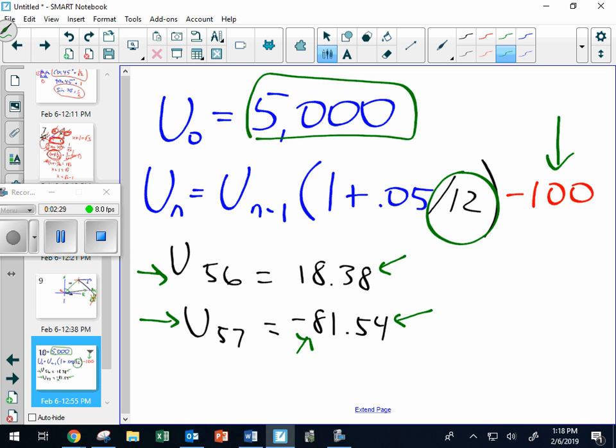You know what I mean? They have to mail you back the extra. Like if you owed them $100 and you sent them 112 by accident, they have to mail you back the difference. Well, that's what this is. You made an extra payment of $100, and now they owe you $81.54 back. That's exactly what happens in the real world all the time.